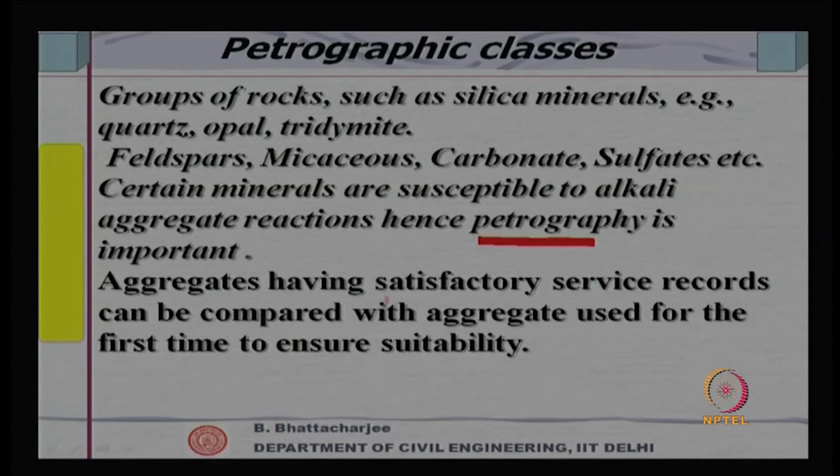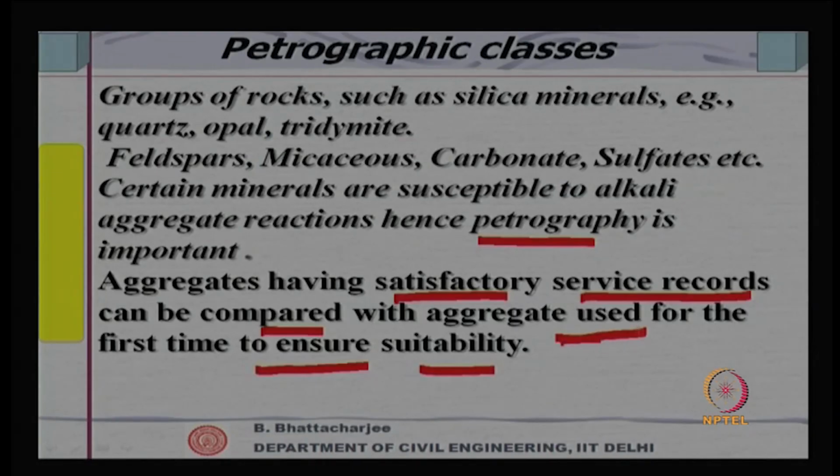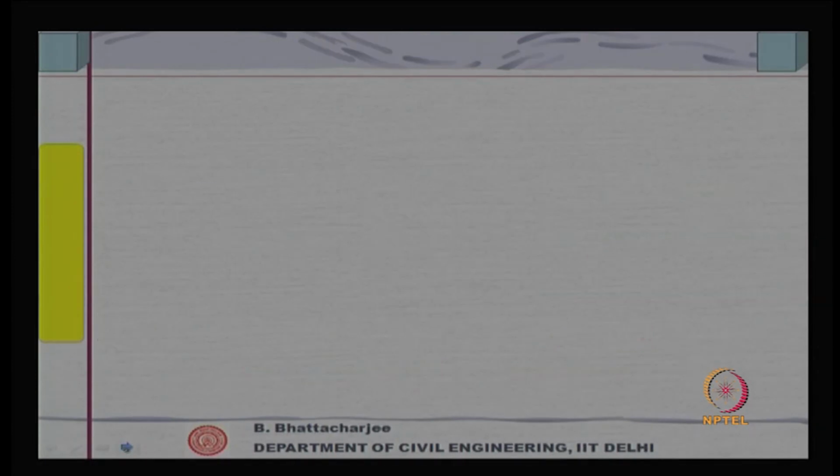So, you can see that aggregate having satisfactory service records can be compared with aggregate used for the first time to ensure suitability. If you are using it for the first time, that is where you got to look into their suitability. The ones which have been used for a long period of time, one need not bother about them. So, petrography is done in order to find out the mineralogical composition, type of minerals present, and to identify whether potentially alkali aggregate reactive minerals are present or not.